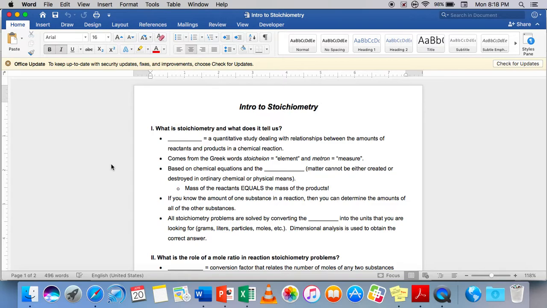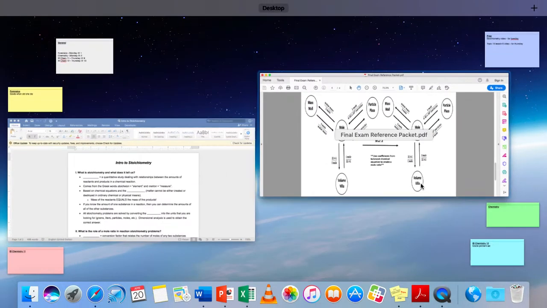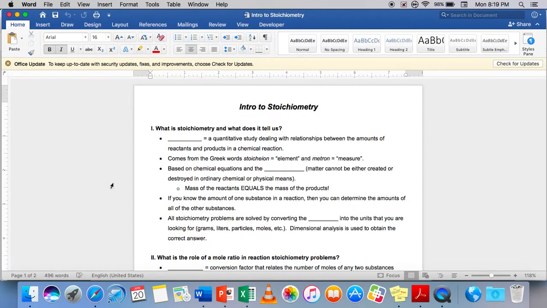So you're going to need this document because you're going to be recording some notes by filling in the blanks. You are also going to need your mole map because we're going to use our mole map to solve our problems. So let's first start out by looking at what stoichiometry is and what it tells us.